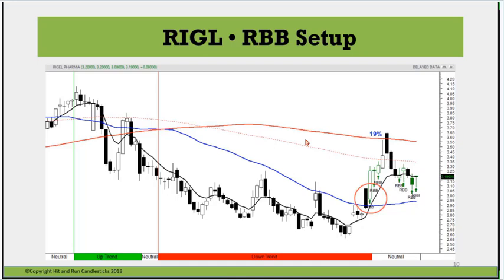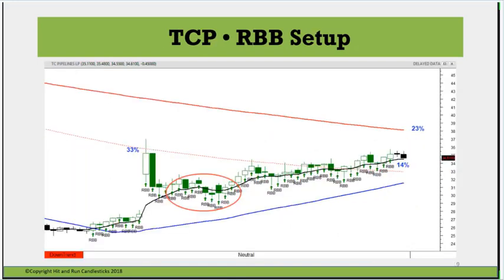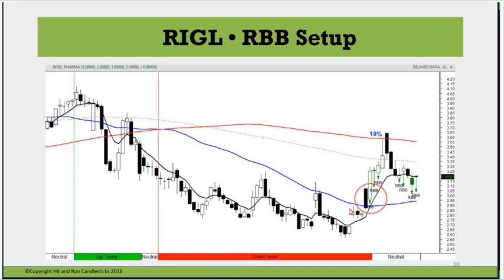RIGL. This is another trade setup. RBB, again, same setup. And did I skip one? Oh, I didn't. Okay. So RIGL. See, here's the downtrend now. You can see how we're trending down in price. You see how that 50-day moving average is trending down like that? And then you see how we just fail, and poof, we pop right through.